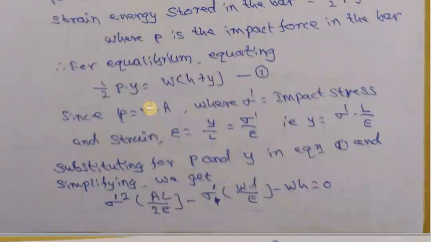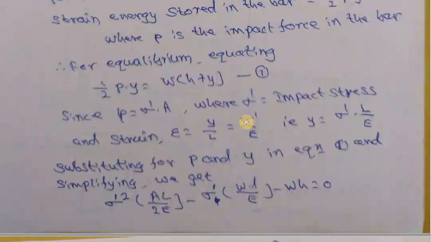What is the basic definition? Stress is going to be equal to load divided by A. From that, load is going to be stress into A. Basic definition. Only thing, that stress I denote as sigma dash, where sigma dash is going to be called as impact stress. Then I have a strain definition as studied in the third semester mechanics of material: change in length by original length. So that is called as a strain.